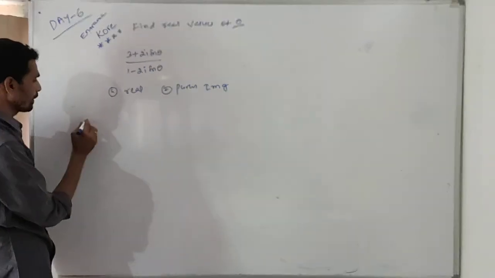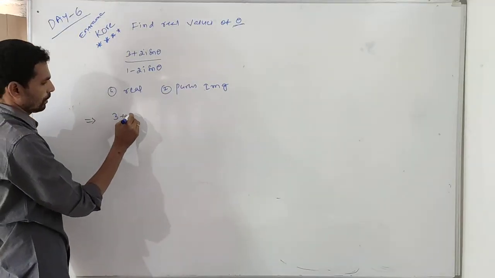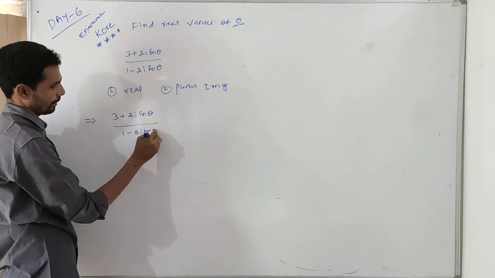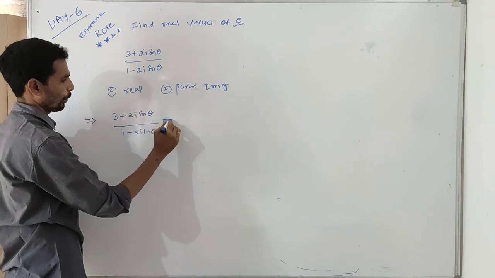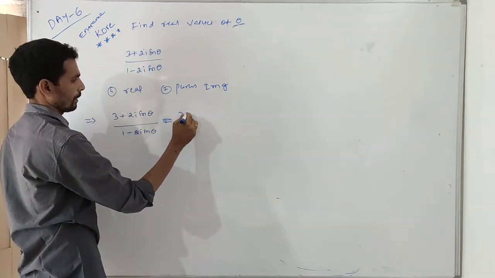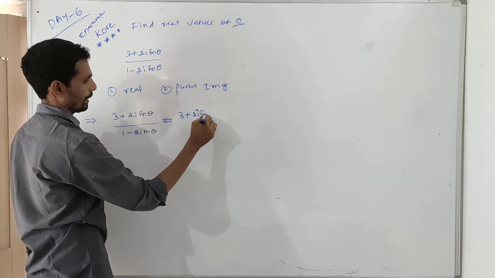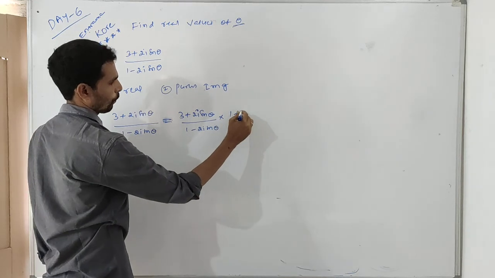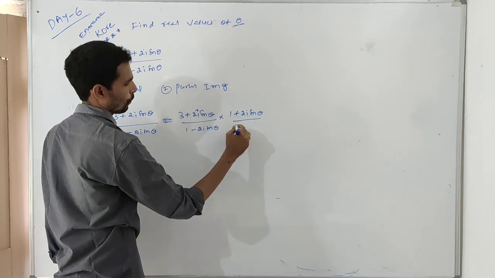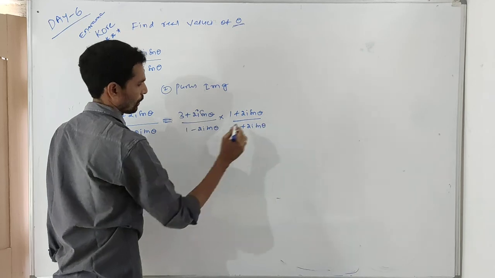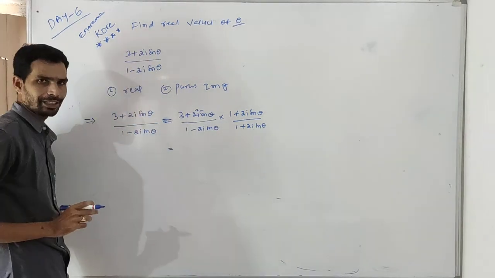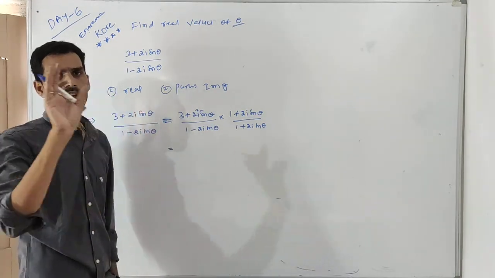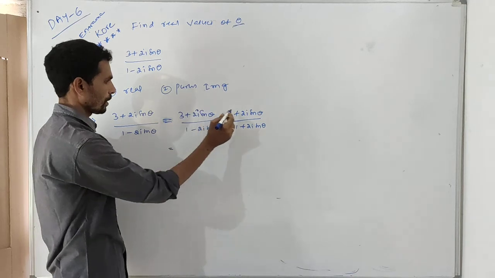So first of all, what is given? (3 + 2i sin theta) / (1 - 2i sin theta) is given. It can be rationalized here. So the numerator by denominator can be written as (3 + 2i sin theta) / (1 - 2i sin theta) into (1 + 2i sin theta) / (1 + 2i sin theta). First of all, it can be changed into real part plus imaginary part. You just have to change it into real part and imaginary part.